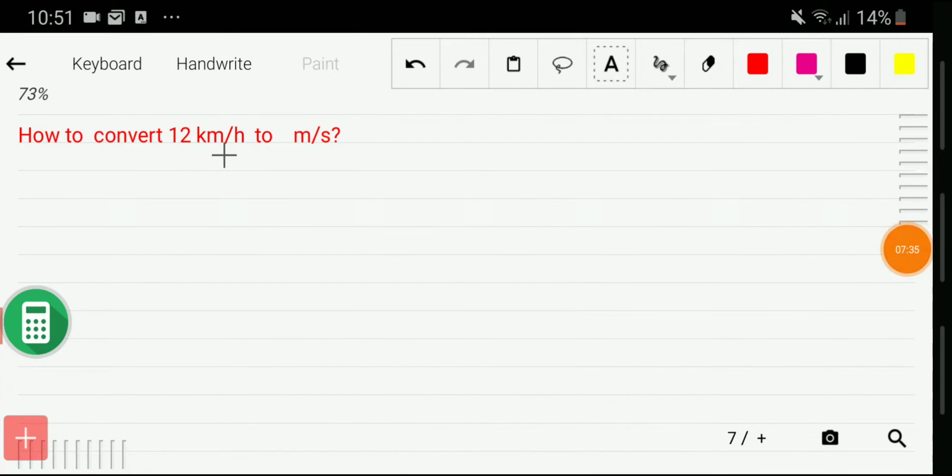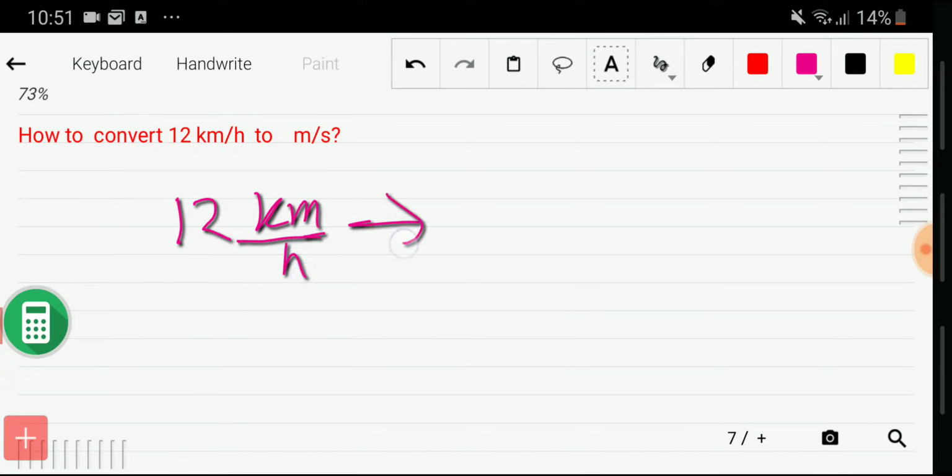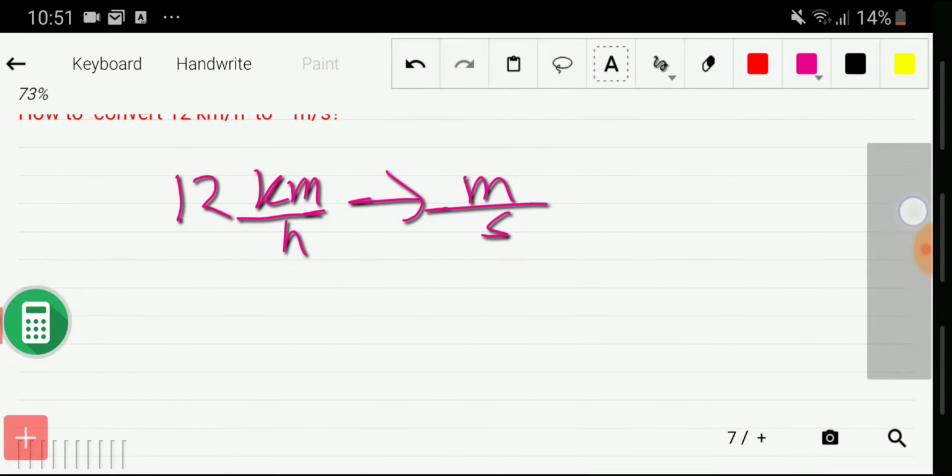Okay, let me write the problem here. 12 kilometer per hour to meter per second. Our third method consists of 3 steps, right? So let me write the steps first.